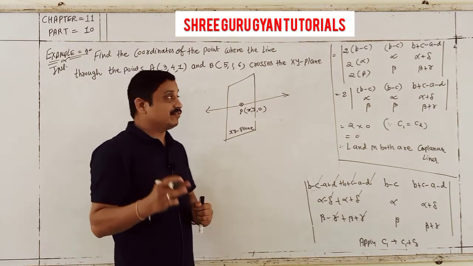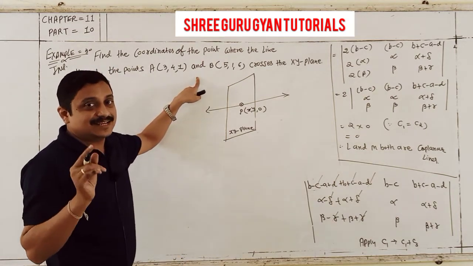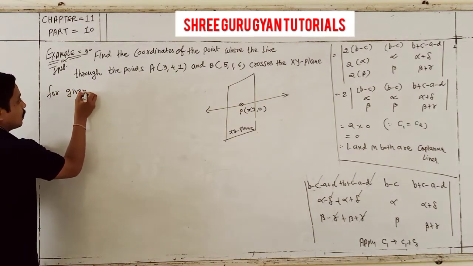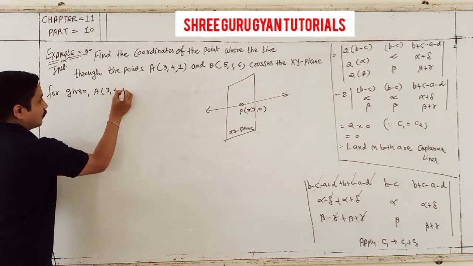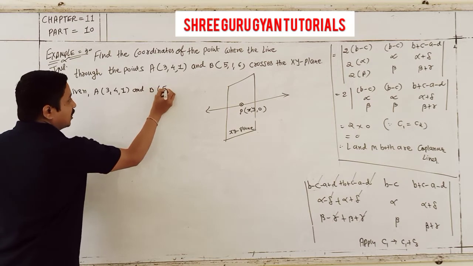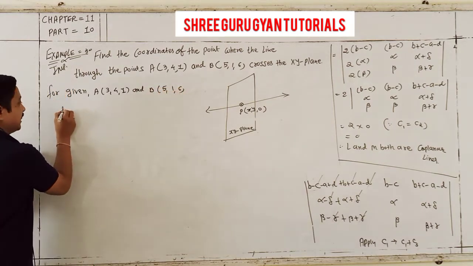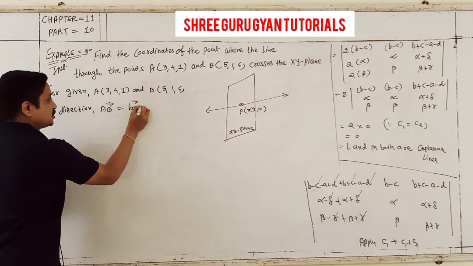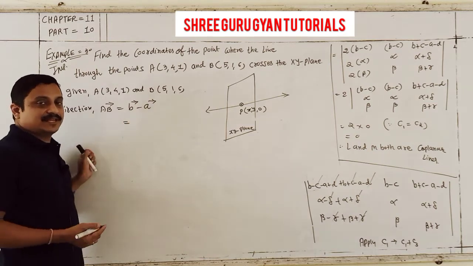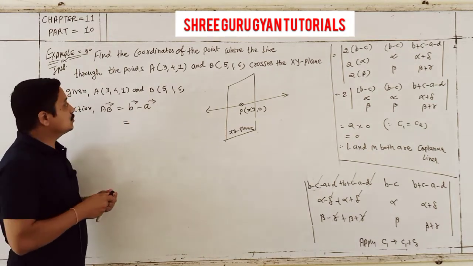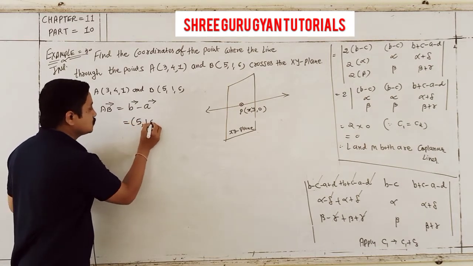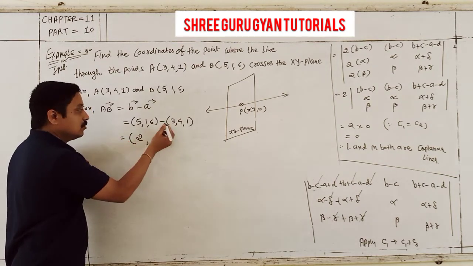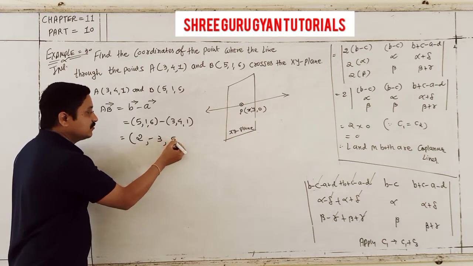Very easy. First I define the direction of AB and the equation of line AB. For the given A (3, 4, 1) and B (5, 1, 6), I decide the direction of AB. Very easy: B's position vector minus A's position vector creates your direction. So B is 5, 1, 6 and A is 3, 4, 1, and the answer is 5 minus 3 is 2, 1 minus 4 is minus 3, and 6 minus 1 is 5.